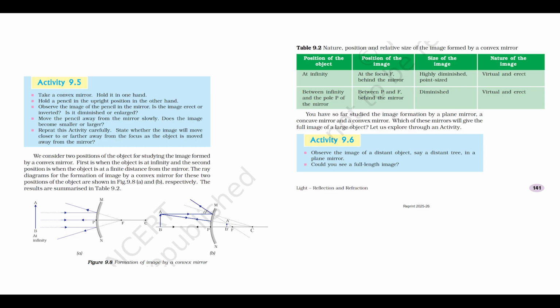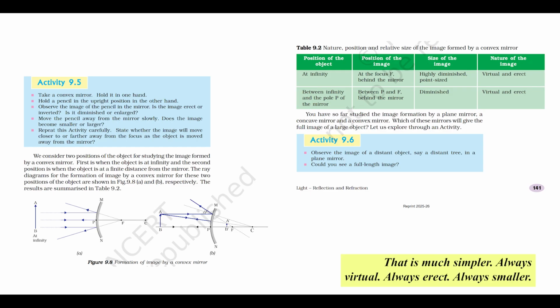So the crucial difference: a convex mirror always forms a virtual, erect, and diminished image, regardless of the object's position. Always, always, always. Wow, okay. That is much simpler. Always virtual, always erect, always smaller. This predictable behavior, combined with another property, makes them perfect for a very specific common use. Think about activity 9.6, trying to see a large building in a small convex mirror. You can see the whole thing, even if it's huge. Right. Convex mirrors provide a wider field of view than plane or concave mirrors of the same size. Because they curve outwards, they gather light from a larger area.